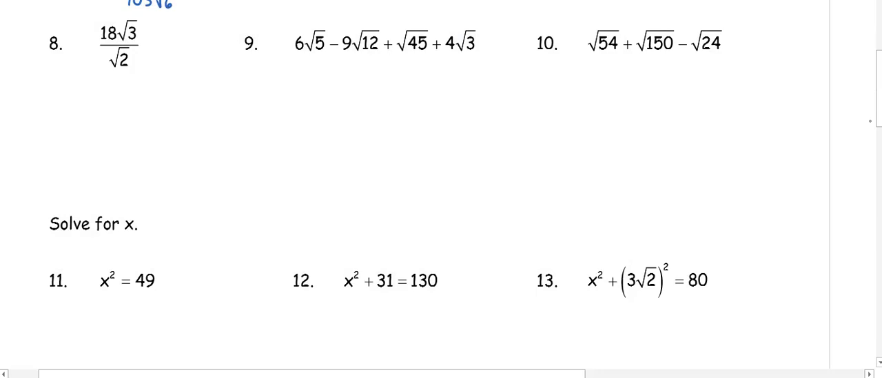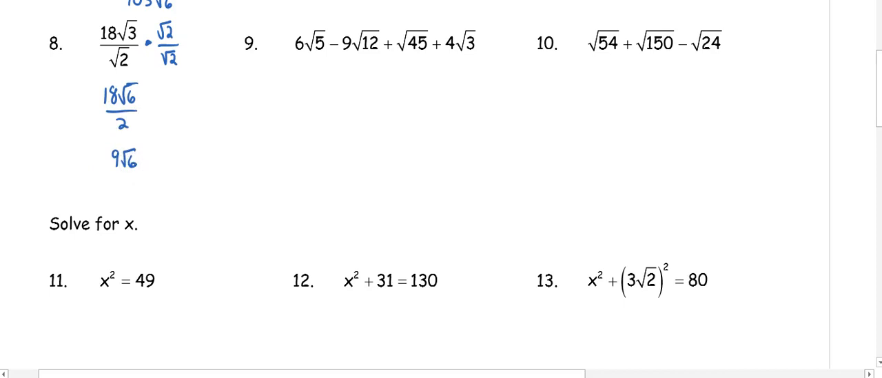Number 8. We have a root 2 on the bottom, so we're going to multiply by root 2 over root 2. So that gets us 18 root 6 over 2. 18 and 2 reduce together to get us 9 root 6.